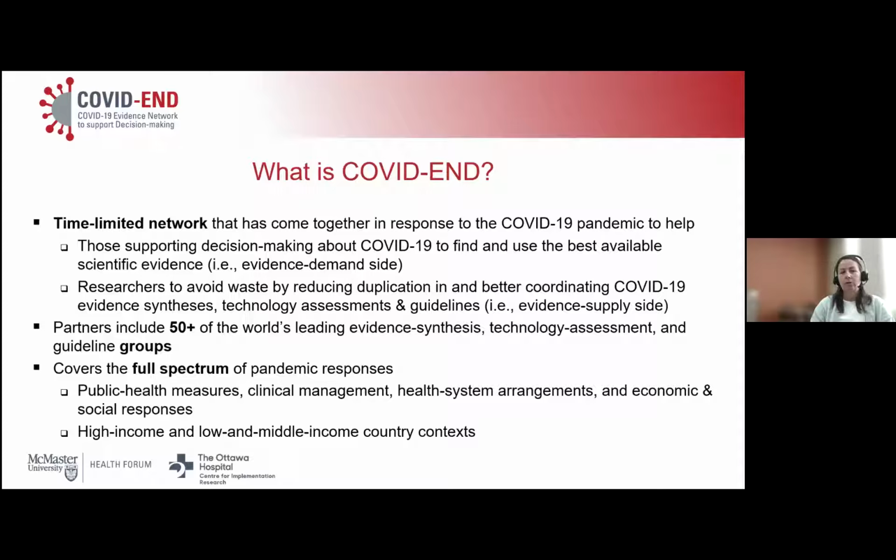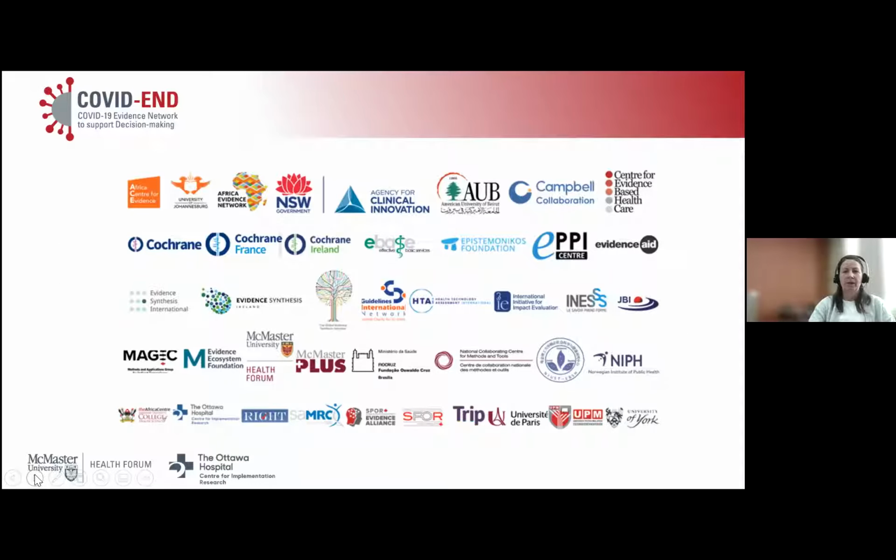The partnership grew to more than 50 organizations around the world who volunteered to become a part of this collaborative and to really share methods, share lessons learned, and really work together to help support decision-making around the world. And it covers the full spectrum of the pandemic response, from public health measures, clinical management, health systems arrangement, and economic and social responses, as well as the perspectives of high income and low and middle income countries. Just a quick snapshot here of the logos of many of the partners that have participated in COVID End.